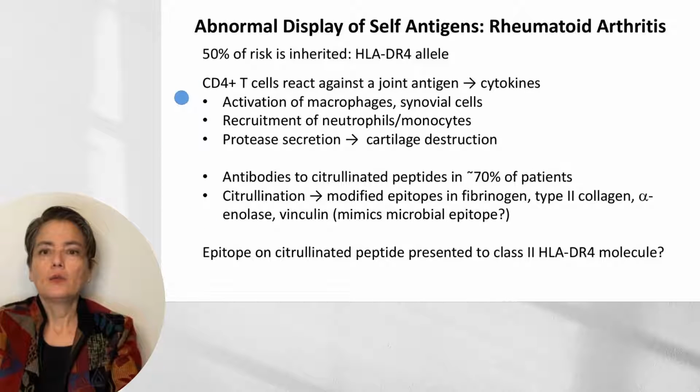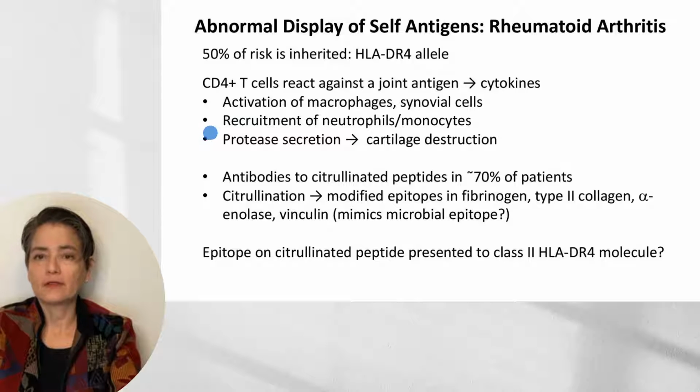version here. We know that in rheumatoid arthritis, we've got CD4 positive T cells that will react against a joint antigen, causing the release of cytokines. These cytokines are going to activate macrophages and synovial cells and recruit neutrophils and monocytes. With this inflammatory milieu, we're going to get the secretion of proteases that will cause cartilage destruction and bone destruction.